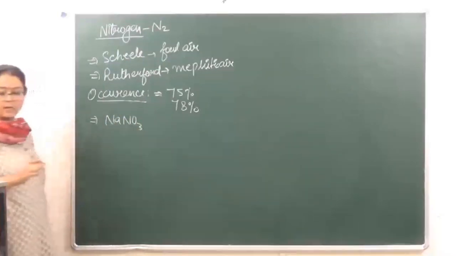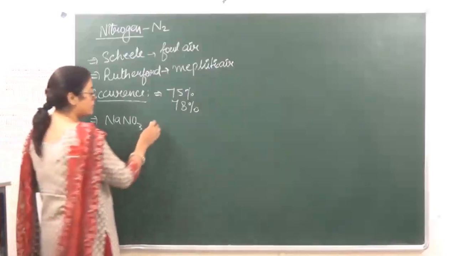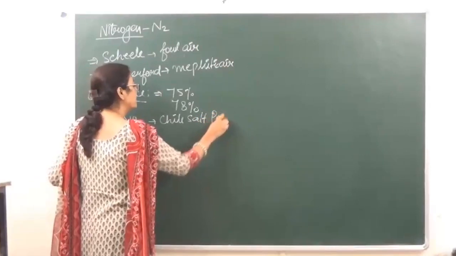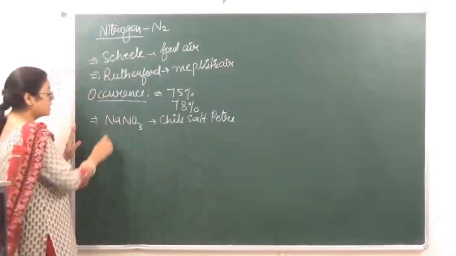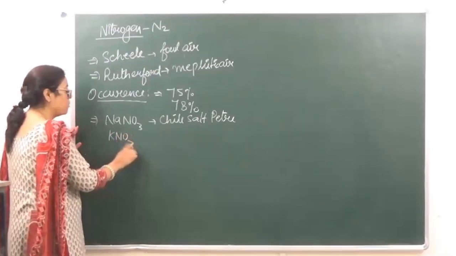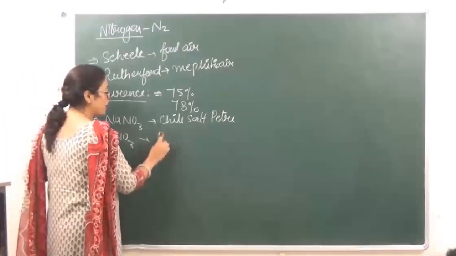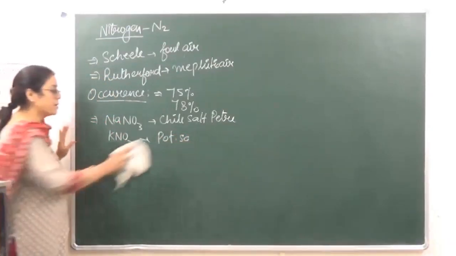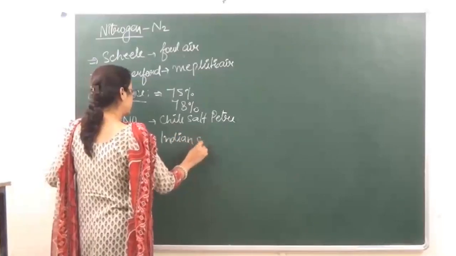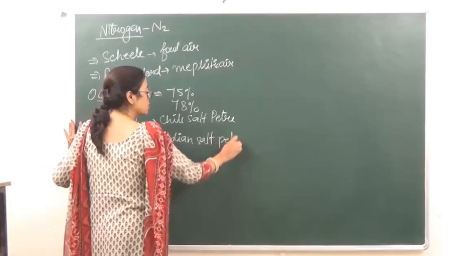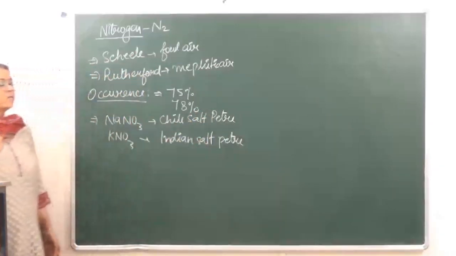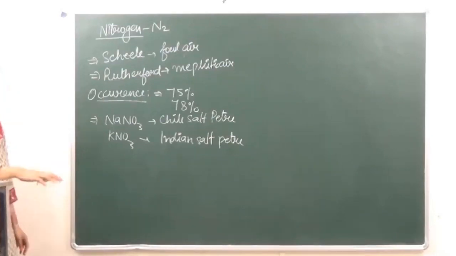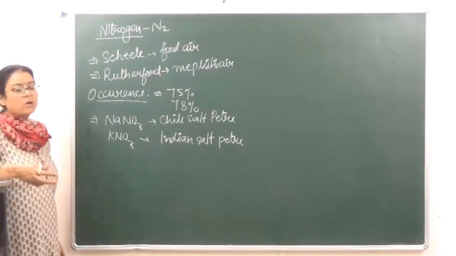it is found in nitrates, ठीक है? Sodium nitrate in the combined form. This is known as Chile saltpeter, and it is also present in the form of KNO3, which is known as potassium nitrate, which is known as Indian saltpeter. ठीक है?